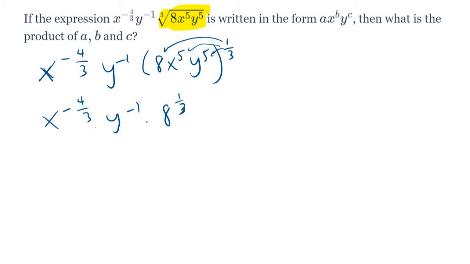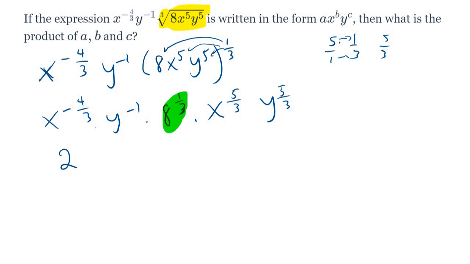Okay, this is multiplying them. And then x to 5/3, because you do 5 times 1/3. That's 5 times 1 is 5, and 1 times 3 is 3, 5/3. The same thing for the y to 5/3. Now we're ready to simplify finally. The 8 to 1/3, this guy over here, is just 2. All right, that's 2, as explained before.